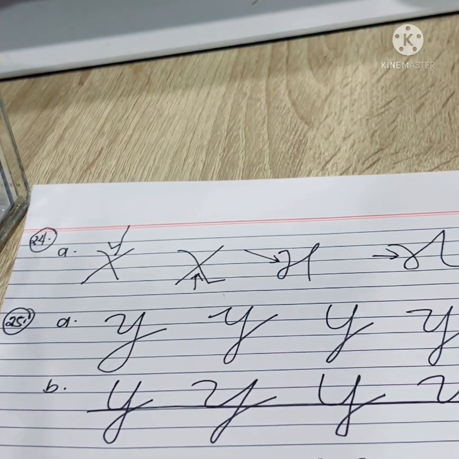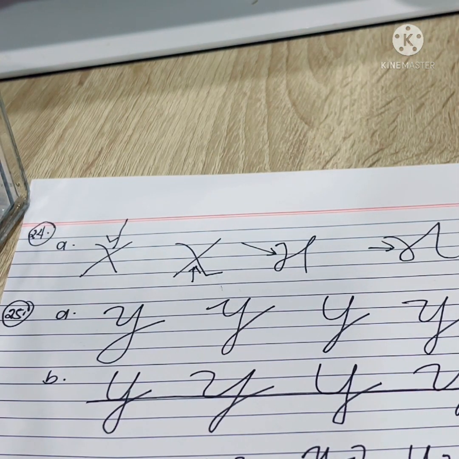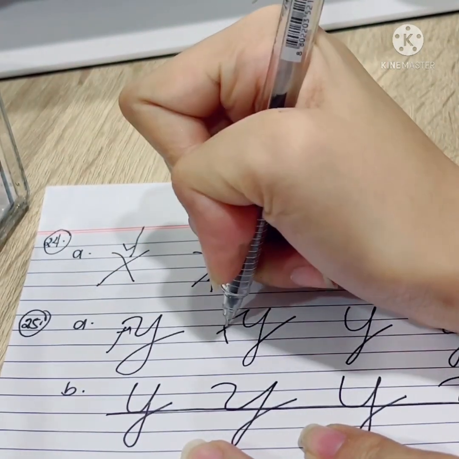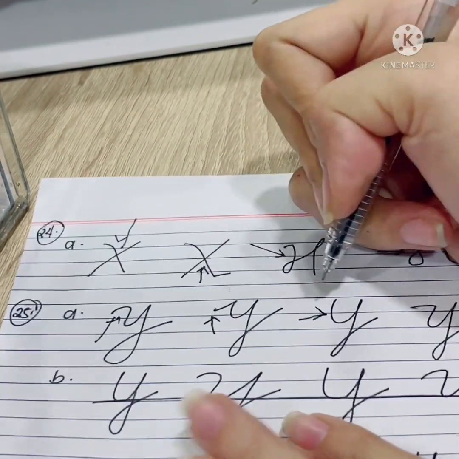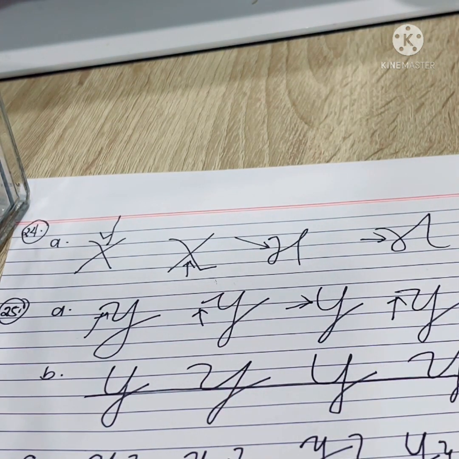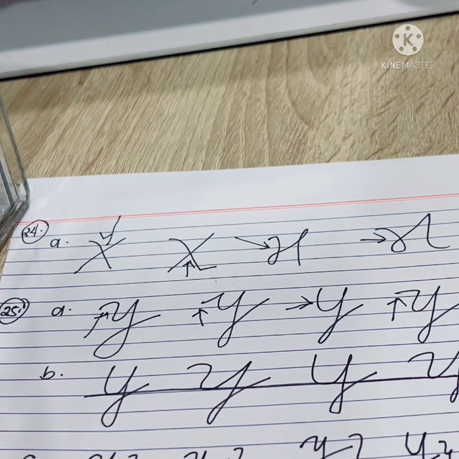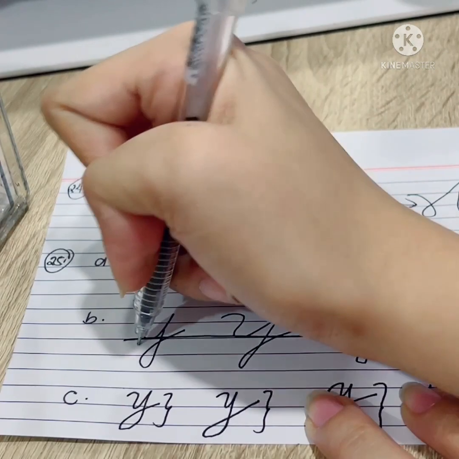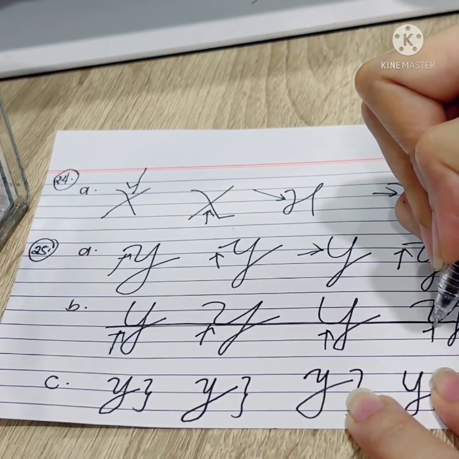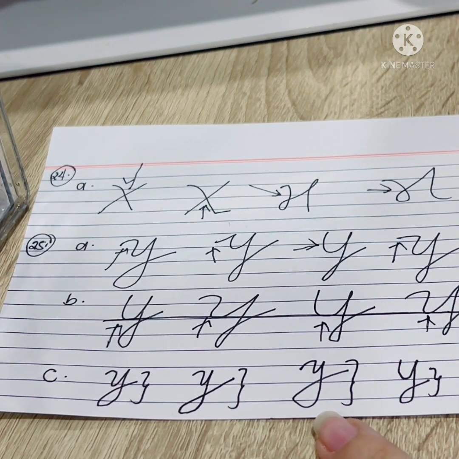Number 25. Examination of small letter Y. A. Examine initial upstroke in the usual way. B. Examine the symmetry of the trough. Does the base lie on, above, or below the baseline? C. Examine the lower point, the lower projection.